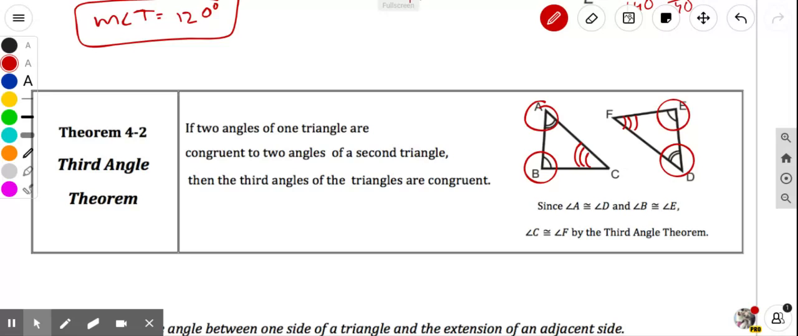They're forced to be congruent, right? Because if we add A and B and subtract from 180, it'll give us C. But if E and D are the same as A and B, then that sum will be the same as A and B, and then you subtract from 180 and F is forced to be the same as C. So that's the third angle theorem.